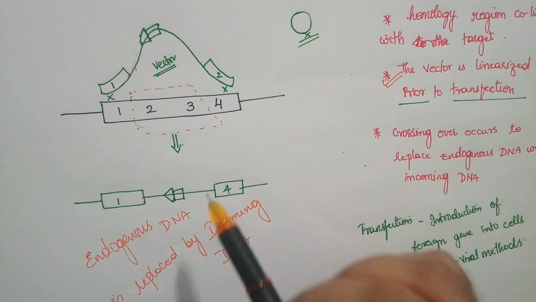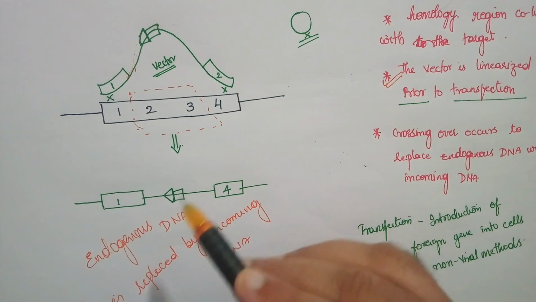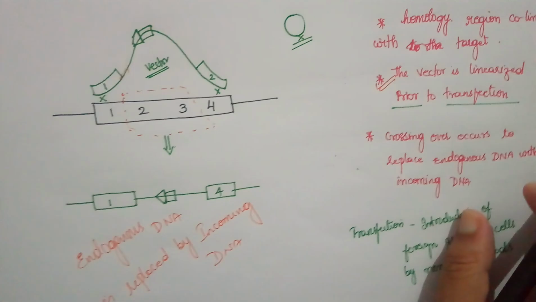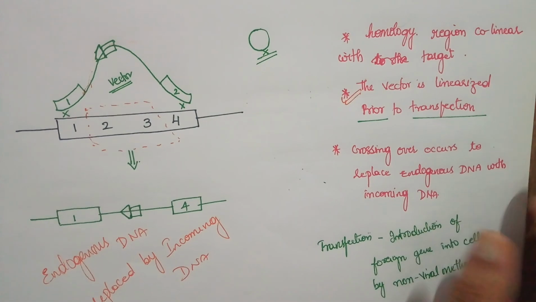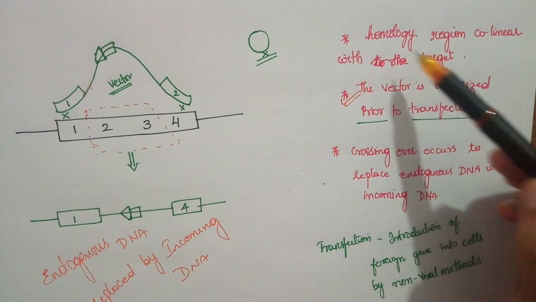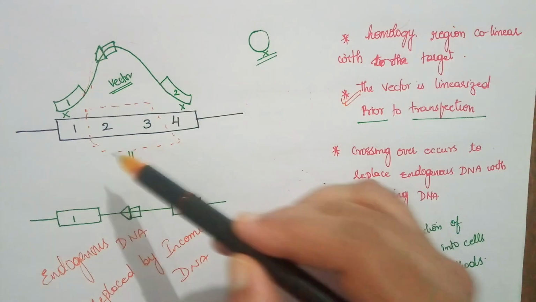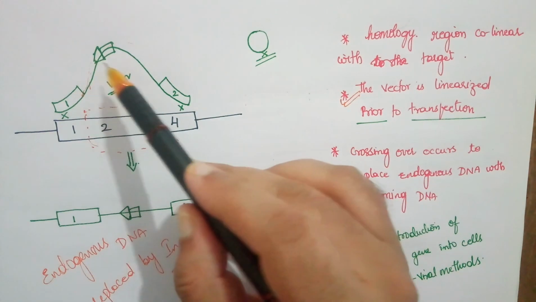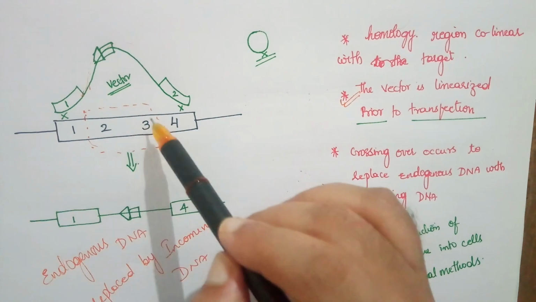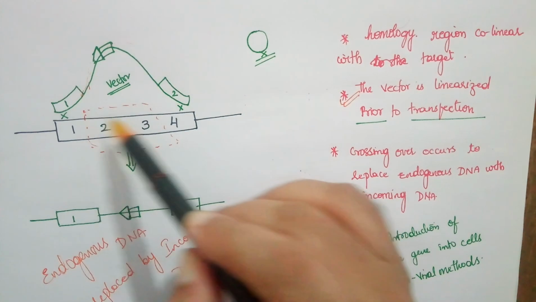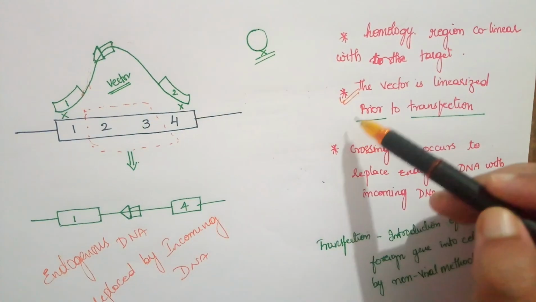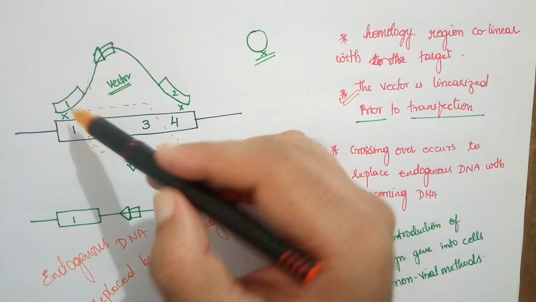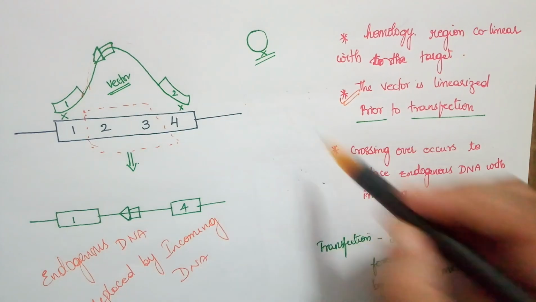In which kind of vectors? In replacement vectors, this is going to happen. Now just see the textbook lines that I have written here. The textbook lines are: homology region is collinear with the target. This is the homology region collinear with the target; this is the target gene. Next, the vector is linearized prior to transfection. Even before transfection begins, the vector is linearized.